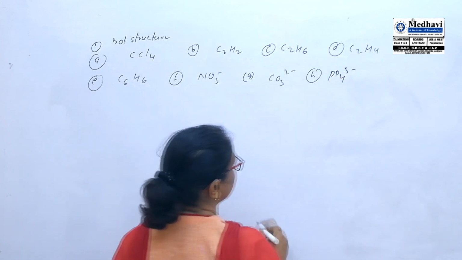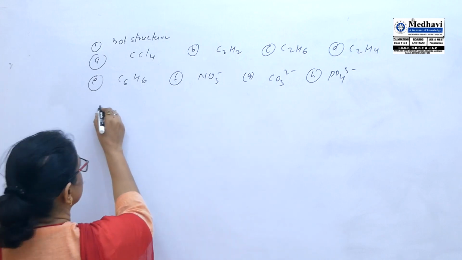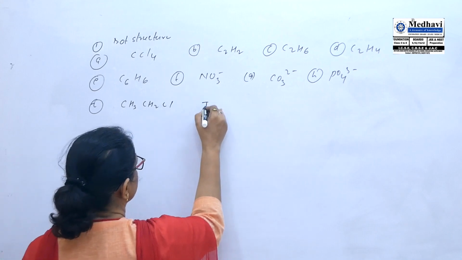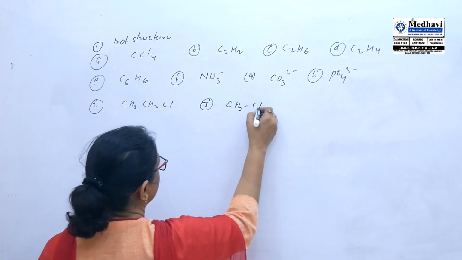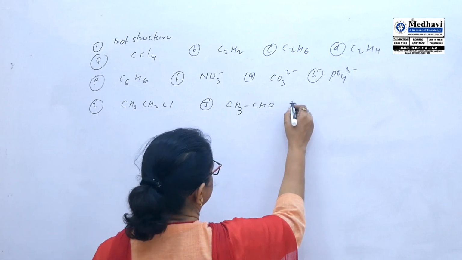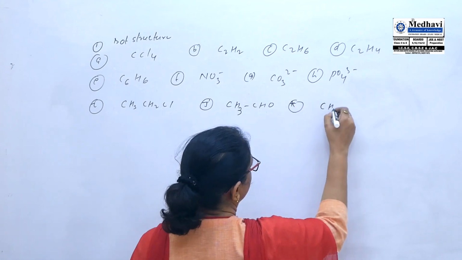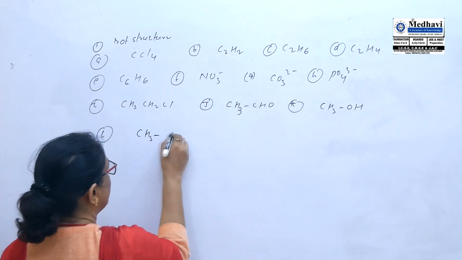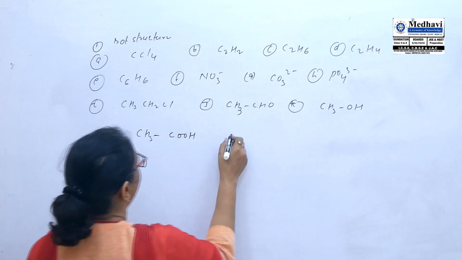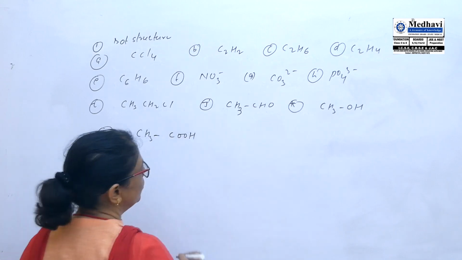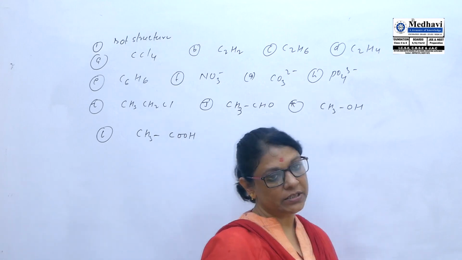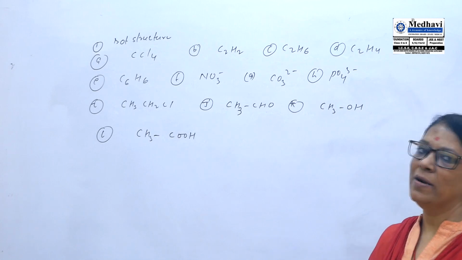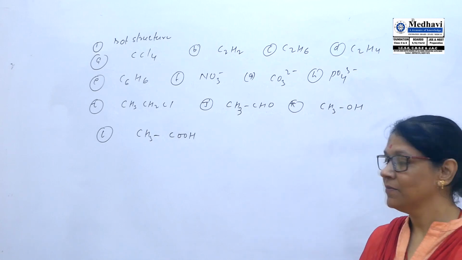PO4 3 minus, that is phosphate, then the halo group, then the aldehyde group, then the alcohol group, then the carboxylic group. So these are the compounds whose dot structures we need to solve. Here I have made common dot structures for inorganic as well as organic compounds.